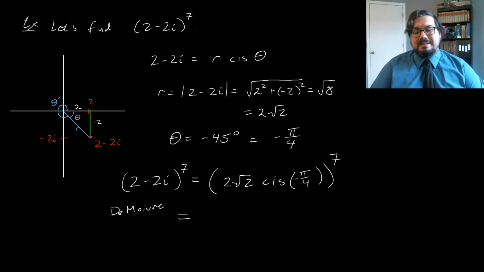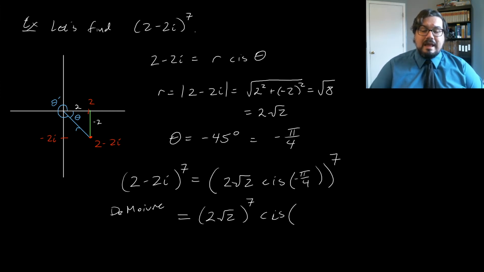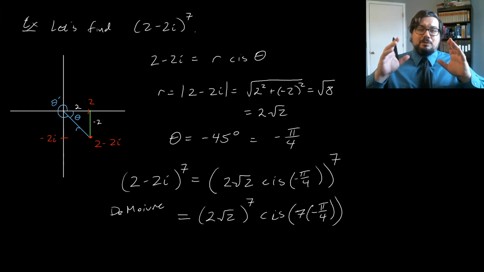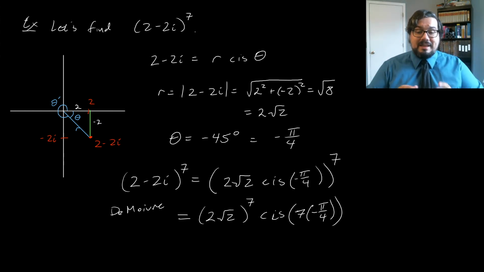And de Moivre's theorem says that when you're taking a complex number written in trigonometric form, you take the magnitude, or the coefficient, and you just raise it to whatever power you're raising the whole number to. And then you take the argument and you multiply it by the power that you're raising it to. A little bit like how when you raise something with an exponent to another exponent, you multiply the exponents together. That's basically what's going on here.